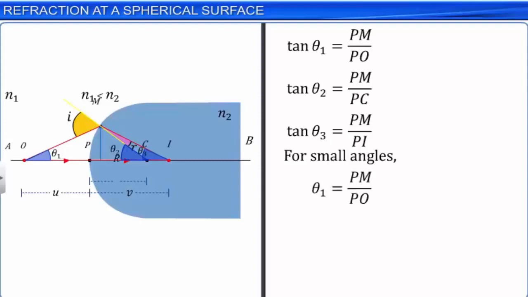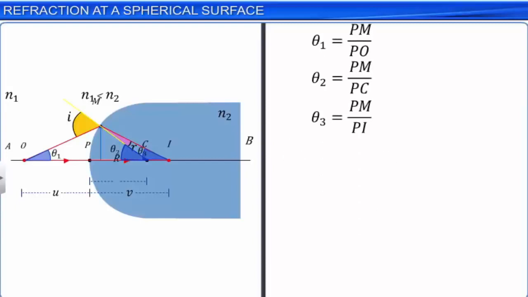Similarly, for the triangle MIC, theta 2 is the exterior angle and is equal to the sum of R and theta 3, or R is equal to theta 2 minus theta 3. This can also be written as R is equal to PM by PC minus PM by PI. Let this be equation 2.